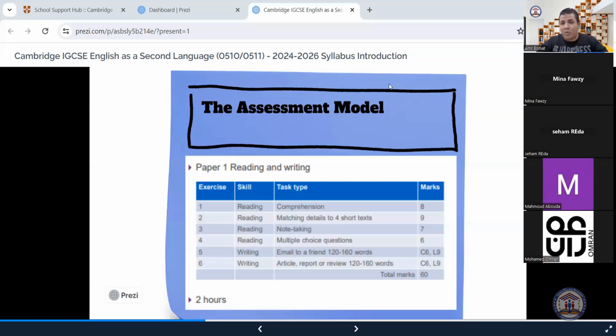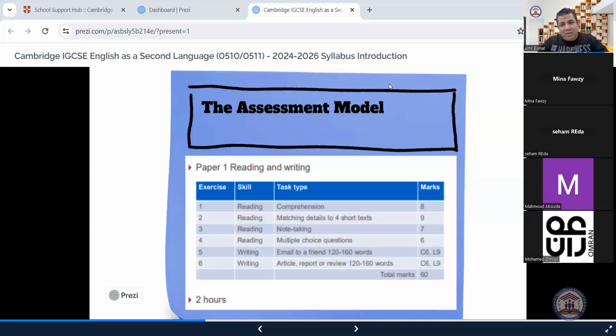It is divided into two, or the marking criteria is between content and language: 6 marks for content and 9 marks for language. What about exercise 6? Exercise 6 could be an article, a report, a review, or an essay. And this is the new thing this year. The article is so close to the essay.